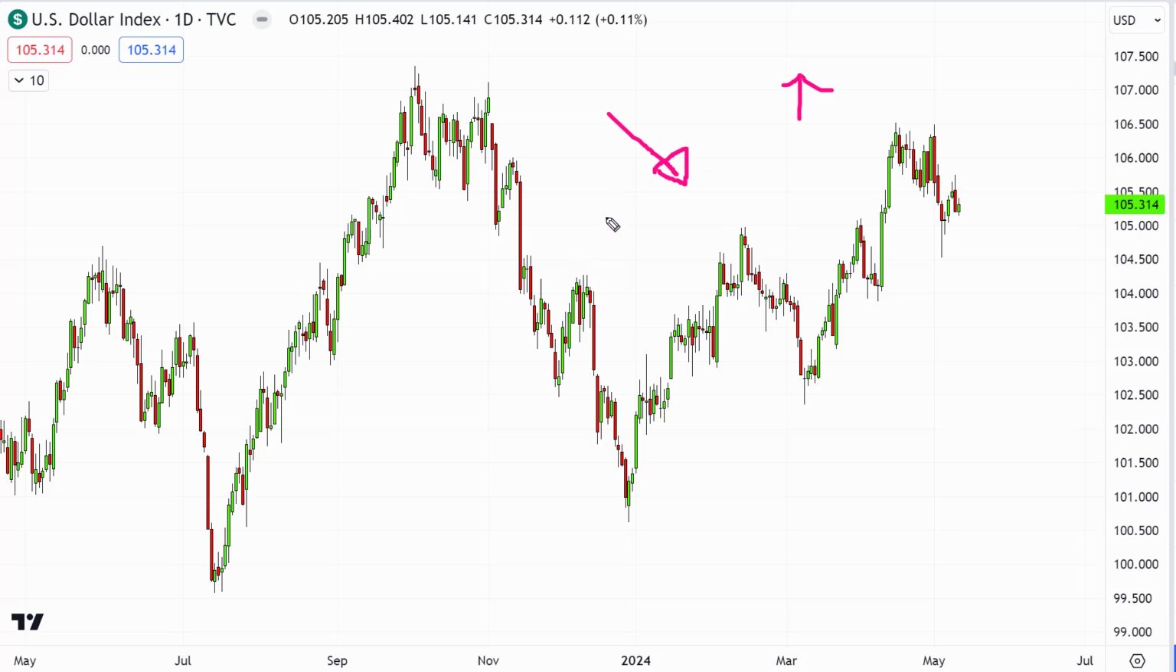then we do have that potential weakening within the economy. We've already had PMI readings coming in lower than forecast in the US, so a slight weakening in the US economy, but with stubborn inflation. So what would that do for the dollar?